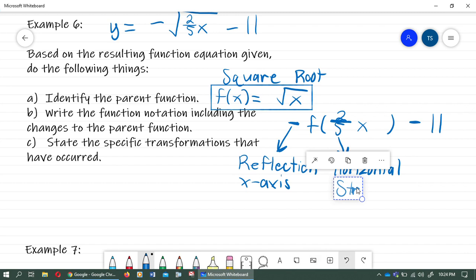Okay, let's try again. Horizontal stretch. Yeah, okay.